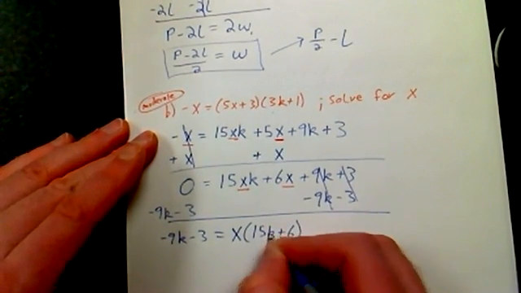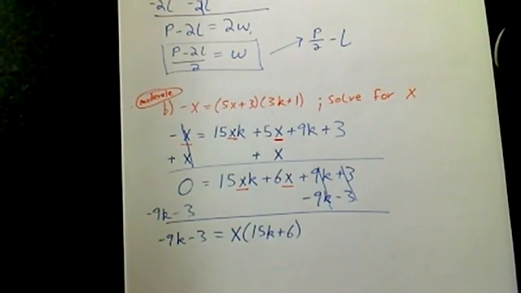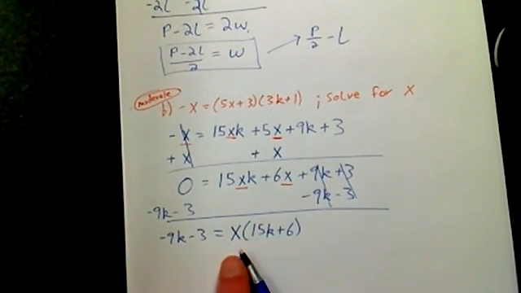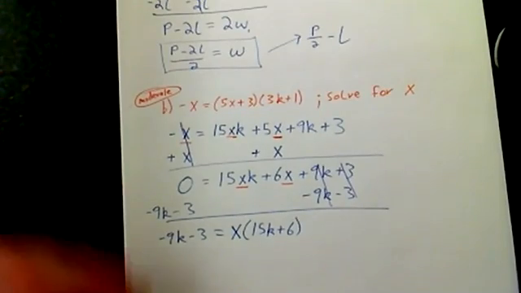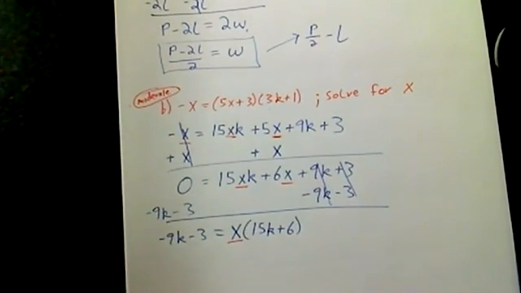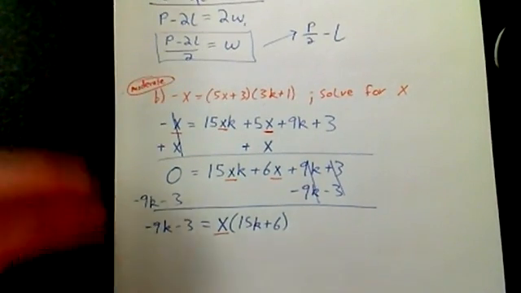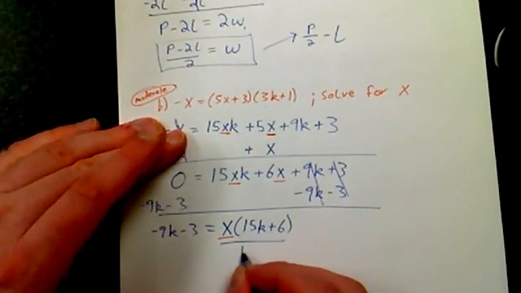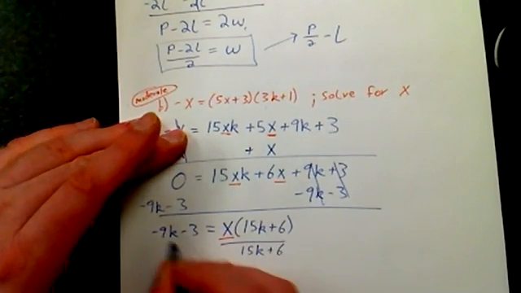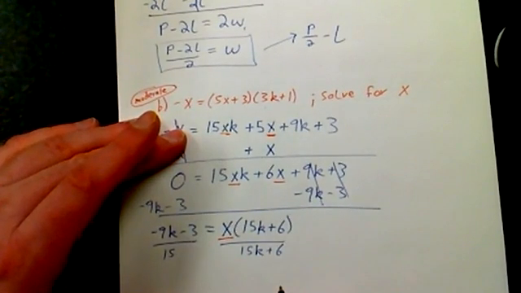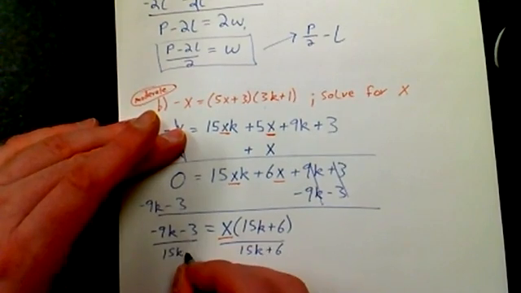Okay, so hopefully that wasn't too big of a step. I factored out the x. Now I sort of got the x on its own, but I still have it being multiplied by this. How do I get it by itself? I'll divide both sides by that 15K plus 6. Then I'll be able to have my x alone, just like I want.